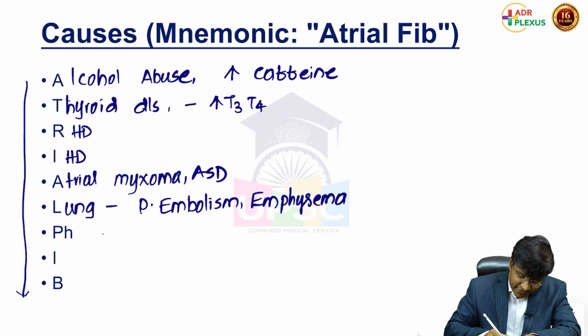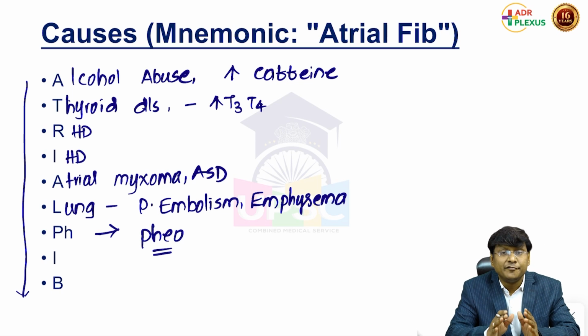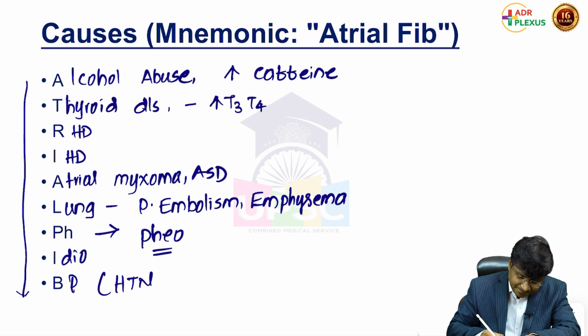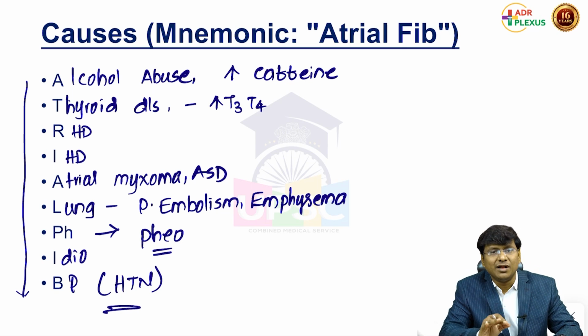PH stands for pheochromocytoma. I is idiopathic, we don't know what exactly is the cause. B stands for blood pressure, that is hypertension. So these are all the causes of atrial fibrillation.